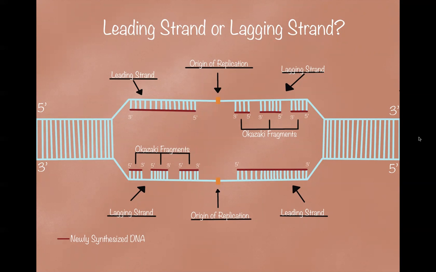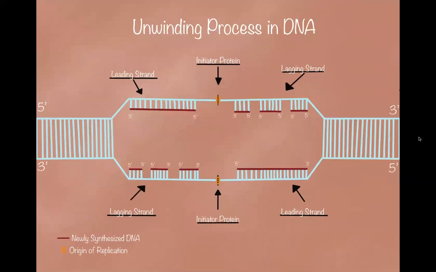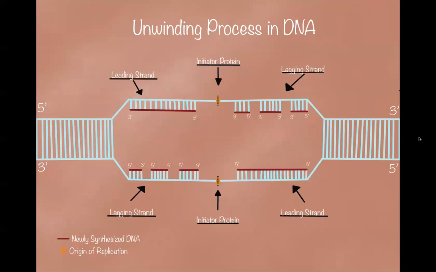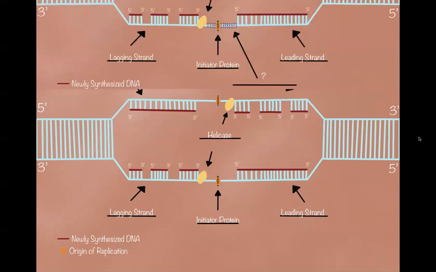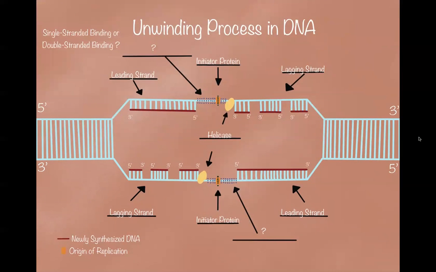Now let's take a look at the unwinding process the DNA goes through to separate its strands. The origin of replication is where unwinding begins, because the initiator protein binds to it. Next, the helicase attaches to the replication fork and breaks the H bonds in DNA. In order for the DNA strands to stay apart and stabilize, it needs a certain type of protein.